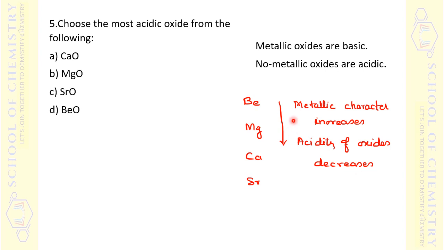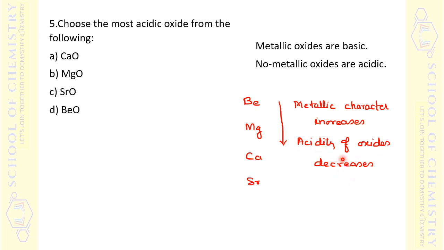right. If metallic character increases, then basic character increases. Since metallic character increases down the group, if metallic character is increasing, the acidity of the oxides has to decrease. Basic character increases, or the acidity of the oxide has to decrease.